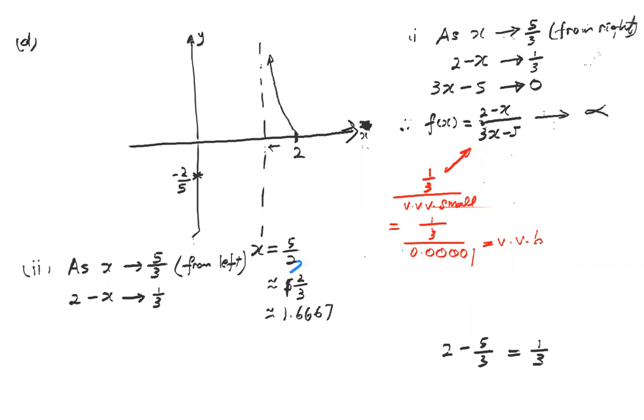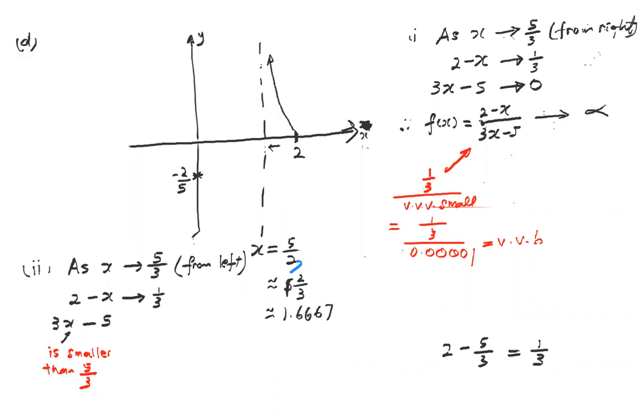But 3x minus 5, this x is smaller than 5/3. Am I right? So therefore, 3x minus 5, it will approach 0, but the value is negative. Agree with me?